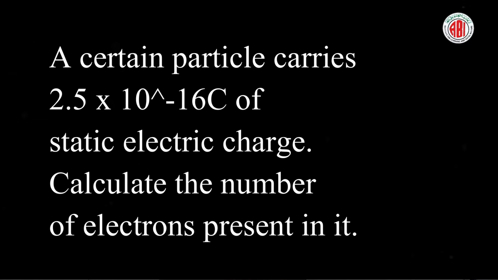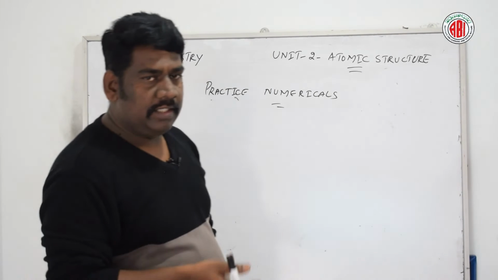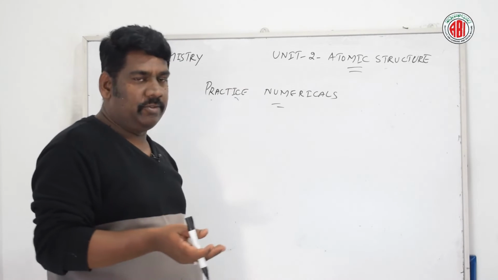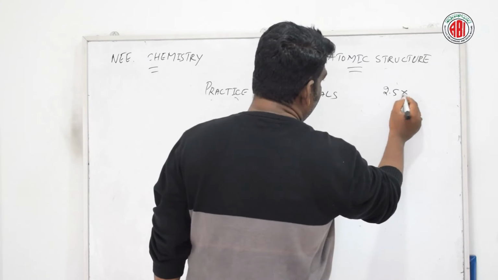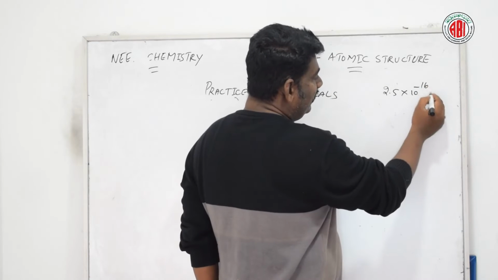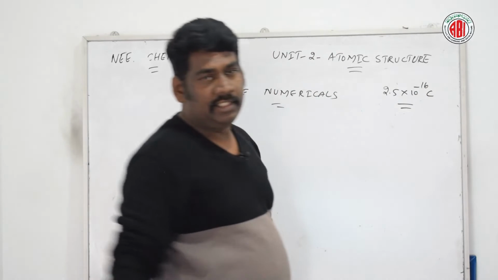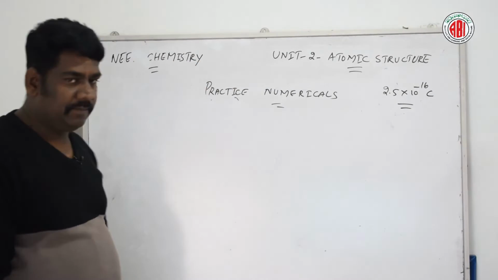Look at this next question, guys. A certain particle carries 2.5 into 10 to the power of minus 16 coulomb of static electric charge. Calculate the number of electrons present in it. The electric charge value is given in the question, 2.5 into 10 to the power of minus 16 coulomb. Let us see how to solve this problem.